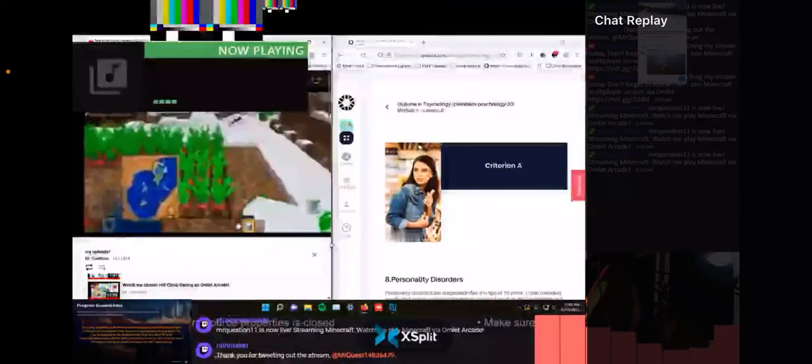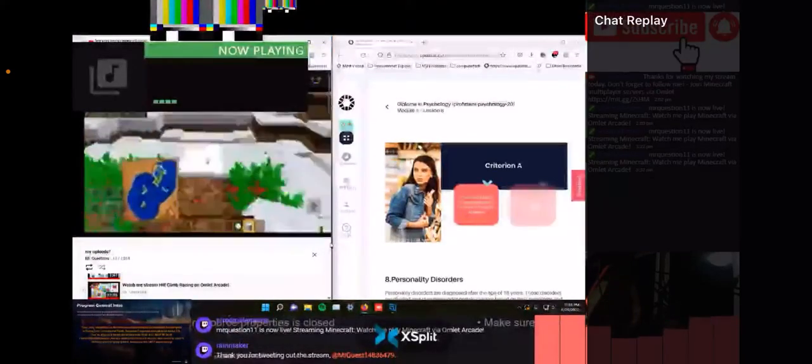Criterion A states that the person must display a pervasive pattern of disregard for and violation of the rights of others, occurring since the age of 15 years. This is indicated by 3 or more of the following symptoms. Failure to conform to social norms with respect to lawful behaviors as indicated by repeatedly performing acts that are grounds for arrest. Deceitfulness as indicated by repeated lying, use of aliases, or conning others for personal profit or pleasure.